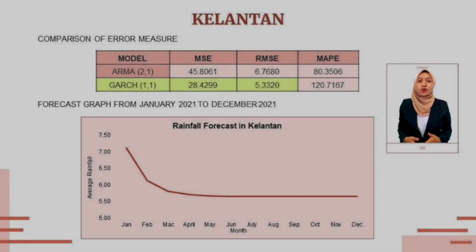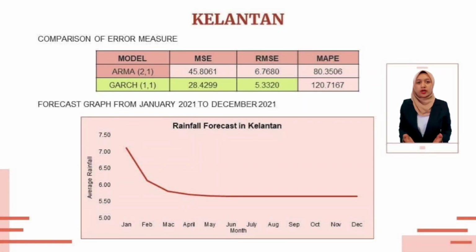This section, I will show the result comparison of error measure and rainfall forecast in 3 states. According to the result in the table above, GARCH 1.1 is the best model since it gives the lowest value of MSE and RMSE in forecasting the future value of monthly rainfall in Kelantan. This is the graph of rainfall forecast in Kelantan for GARCH 1.1. It shows a slowly decreasing pattern from January until December 2021 because heavy rains and floods in certain places at Kelantan rarely occur every month.